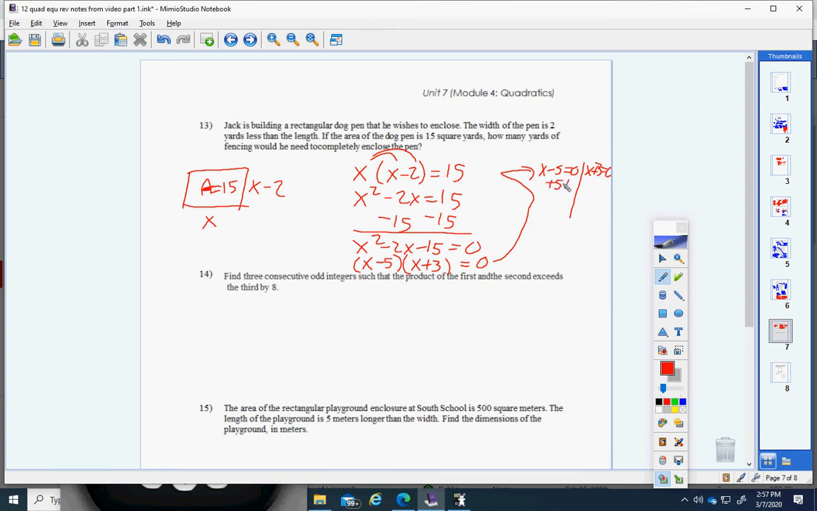And I solve each linear equation separately. So x is 5, or x is negative 3. X is a dimension of a rectangle, can't be negative, it gets rejected. So how many yards of fencing would he need? So I know that this is 5 yards, and 5 minus 2, this is 3 yards, and the opposite sides are equal, so he would need 16 yards of fence.